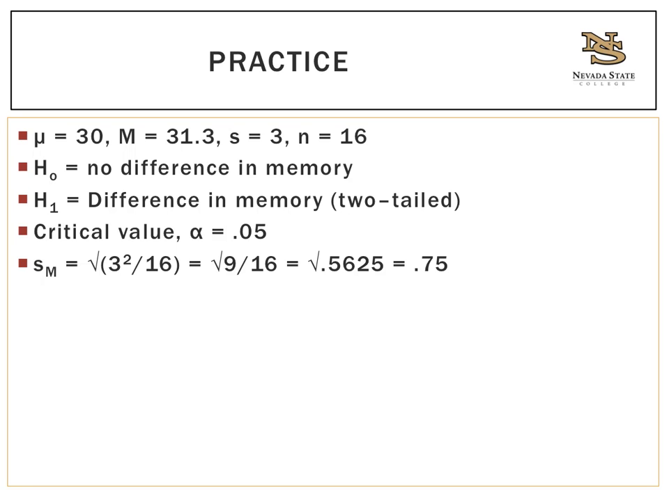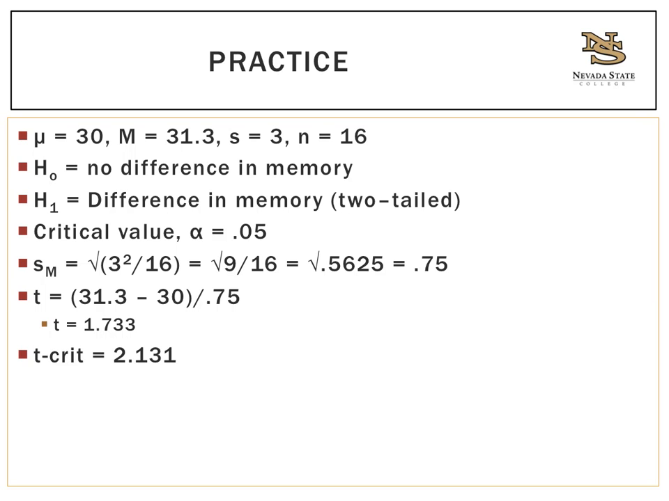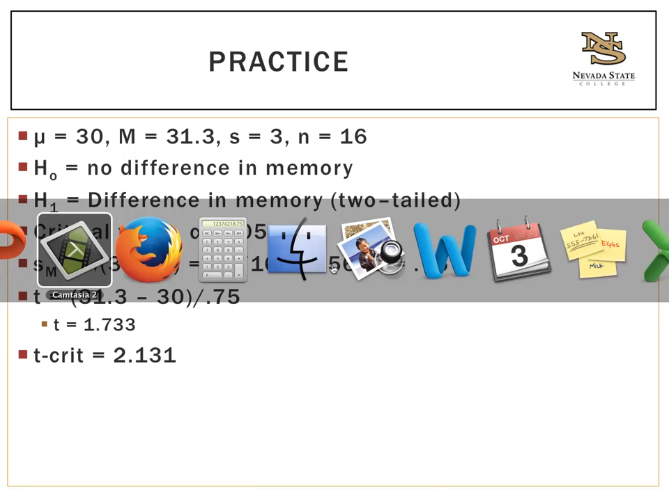Okay, so now that you have your estimated standard error, you can find your t, right? And your t is simply the mean minus the population mean divided by that estimated standard error that we just found. Very similar to your z-score, not very different. And so once you plug in those numbers, we find a t of 1.733. But of course, that number is really meaningless. We have to compare it to the critical t value. In this case, the critical t is 2.131.